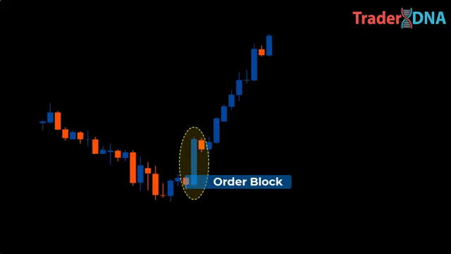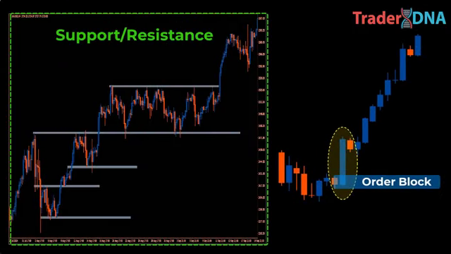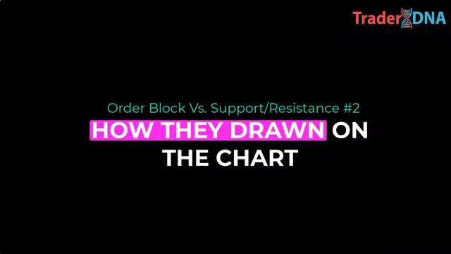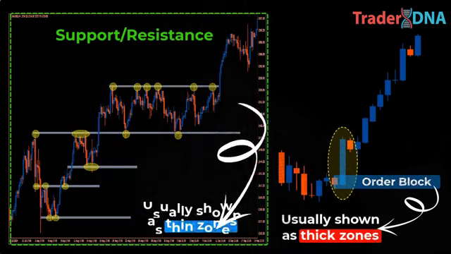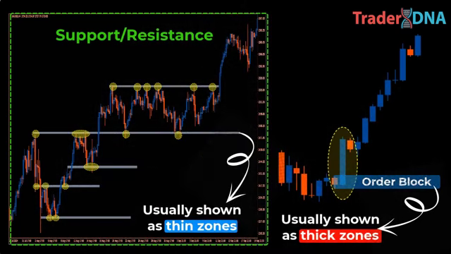On the other hand, support and resistance levels form after multiple price rejections. If the price gets rejected at a certain level once and again at the same spot later, you can mark that as a support or resistance level. The second difference is how they are drawn on the chart. Order blocks are usually shown as thick zones or areas, while support and resistance levels are typically drawn as thin lines. Even if support and resistance are drawn as zones, they're much thinner than order blocks.